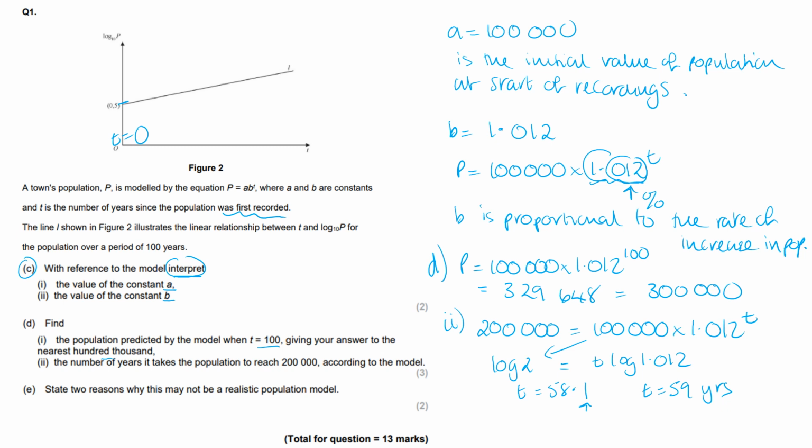State 2 reasons for part E why the model might not be realistic. Well, one reason is that this model just predicts that the population is going to increase forever, so it may not increase indefinitely, and also the rate may not be constant.